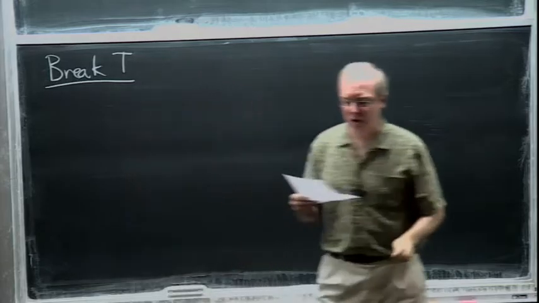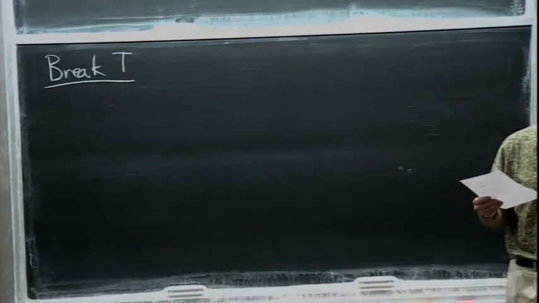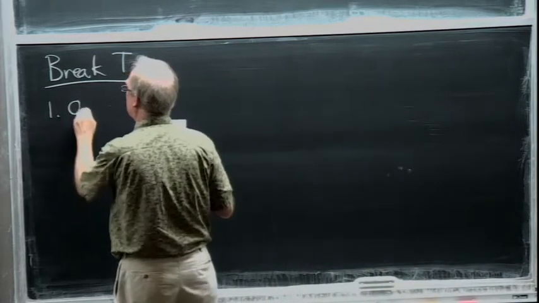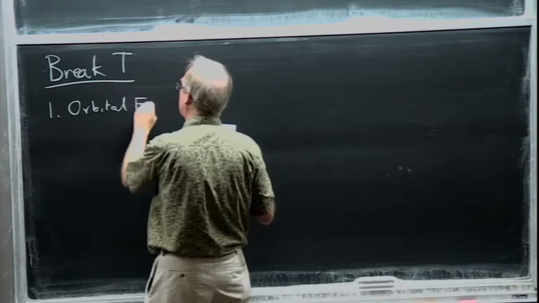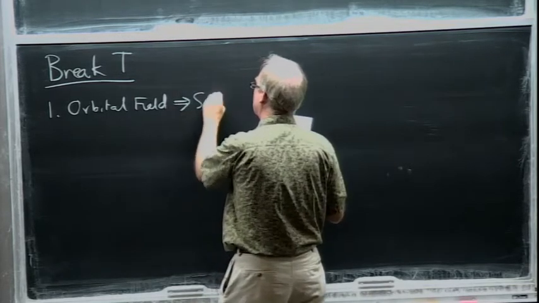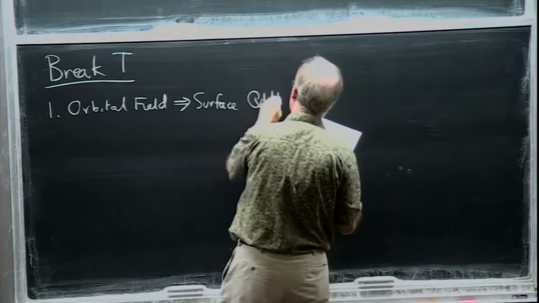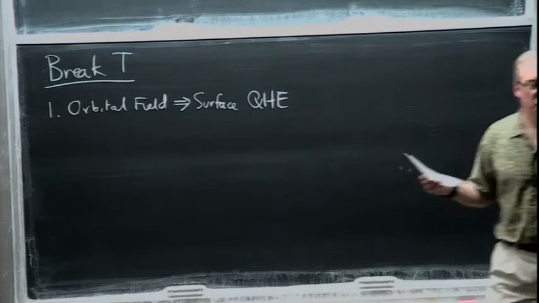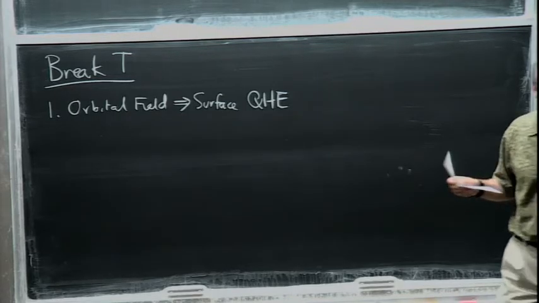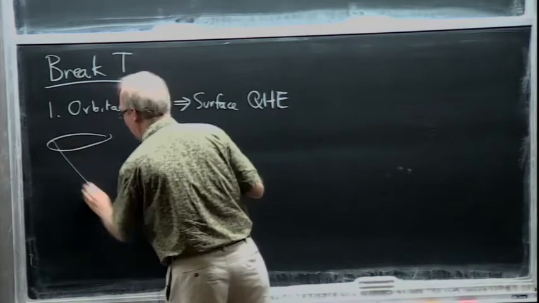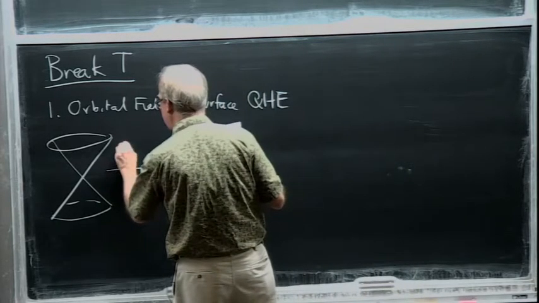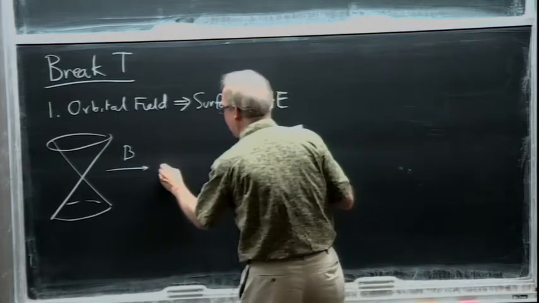There are a couple of ways you can do that. One way you can do it is you can put it in a magnetic field. So put it in an orbital field. And so this leads to a surface quantum Hall effect. And so Pablo told us about Landau levels for Dirac fermions. So if you have a single Dirac cone, just like in graphene, if you put on a magnetic field, then it splits into Landau levels.